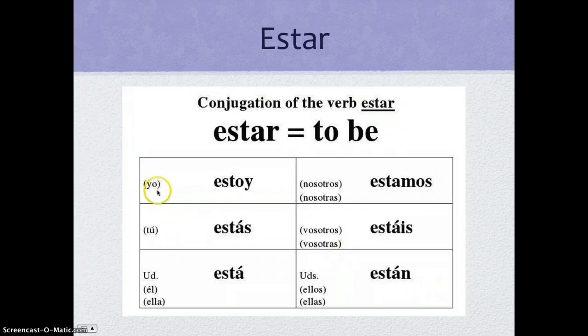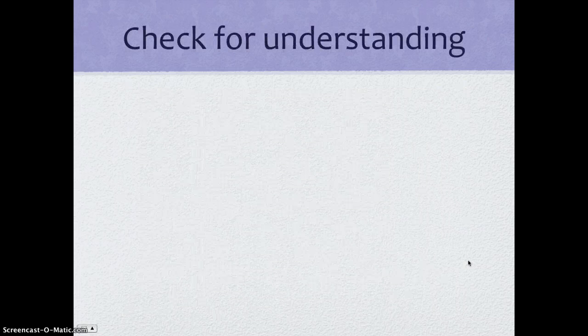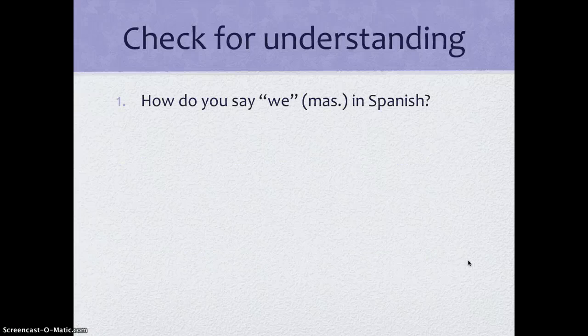So this would translate to I am, you are, he, she, or you formally are, we are, you all are, and they are. All right. Now, let's see what you've learned. All right. Question number 1.